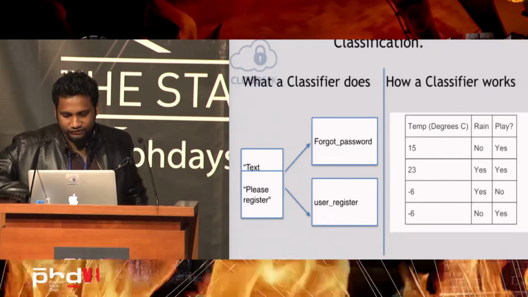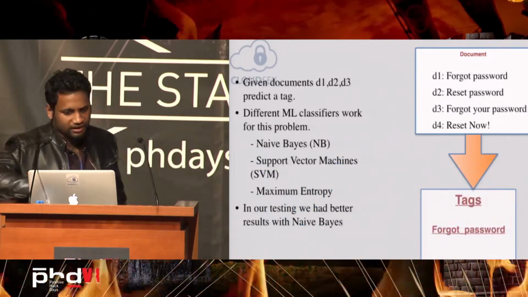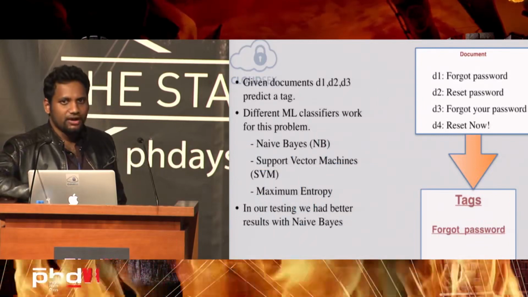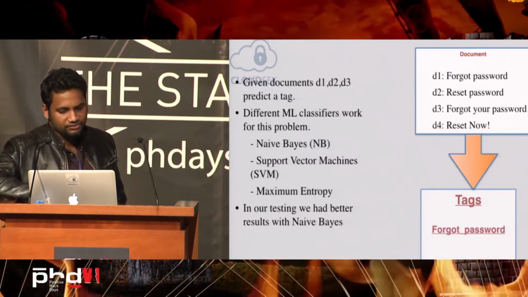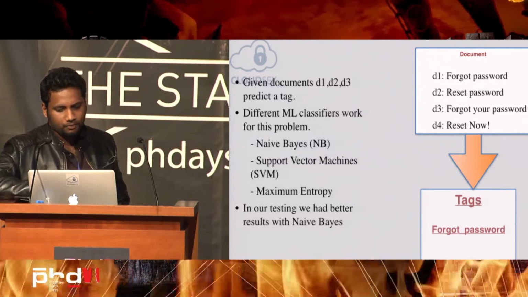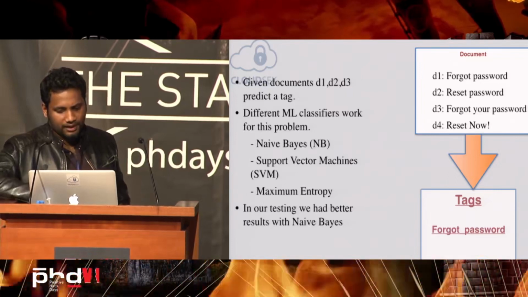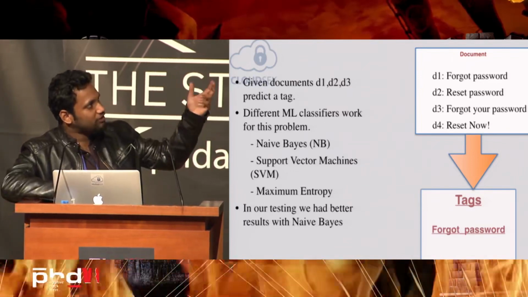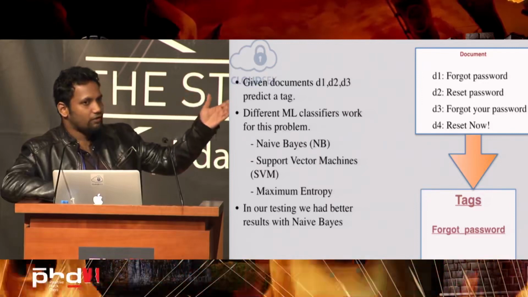So the classification was very simple. I'll just go into the classification algorithm we used. Again, there are multiple classification algorithms. We tried a lot of them, and we chose naive Bayes. Naive Bayes is also very simple. You tag different documents like forgot password, reset password, forgot your password, reset now, etc. And then we tell it that if any of these things occurs, the possibility is that it belongs to one of these tags.